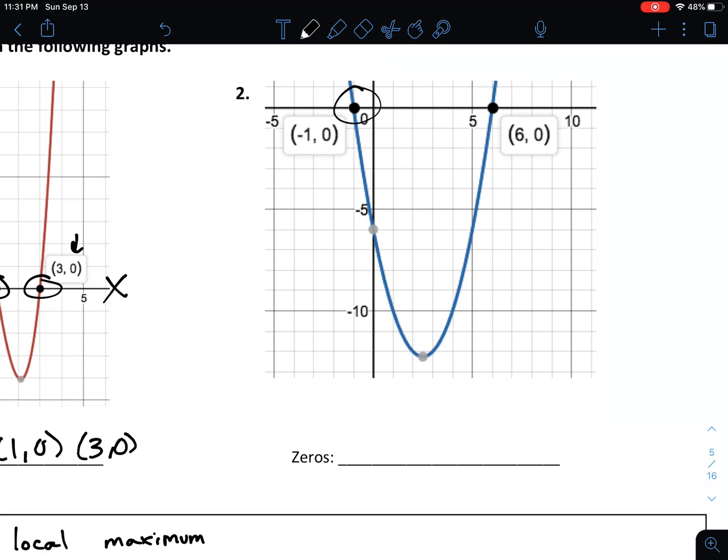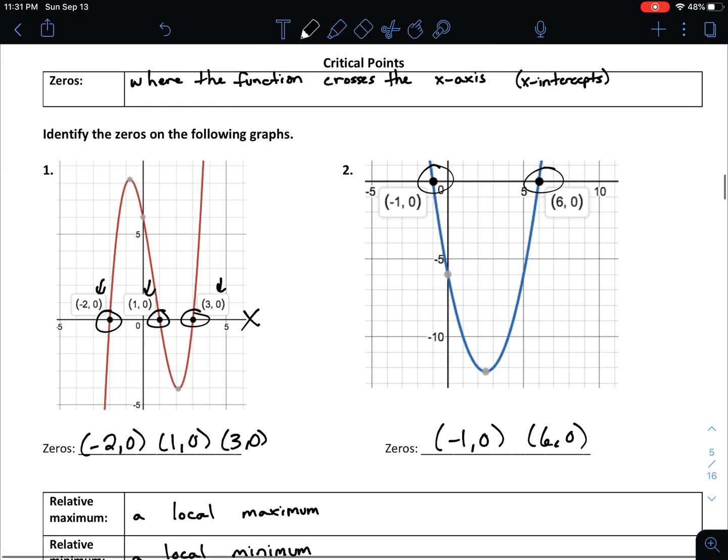On number 2, we have 2 points where our graph crosses the x-axis. The first is (-1, 0). The second is (6, 0).